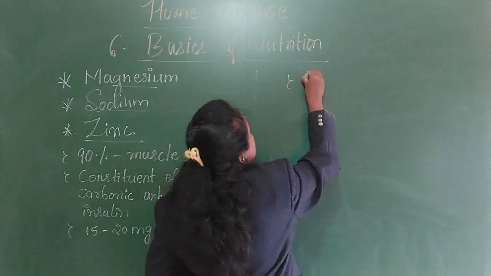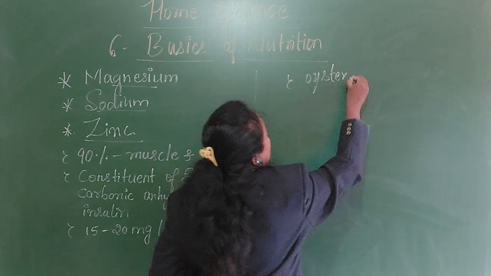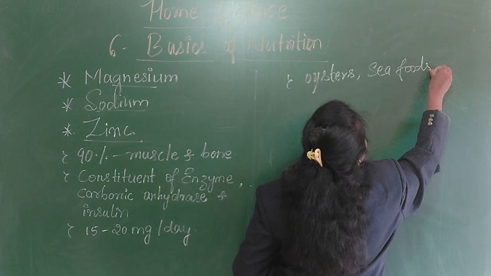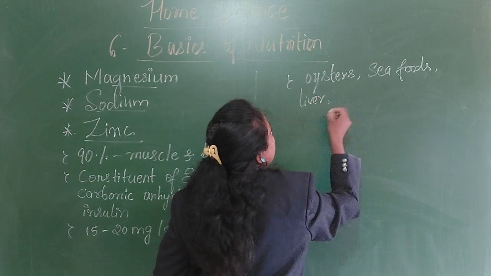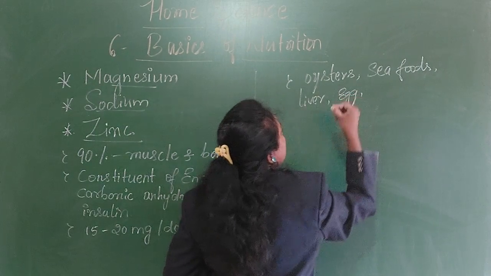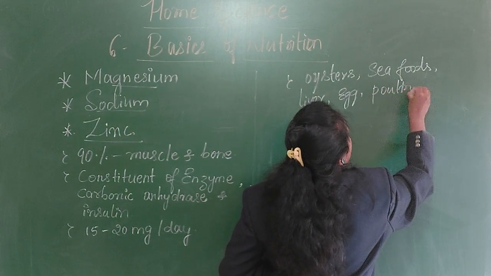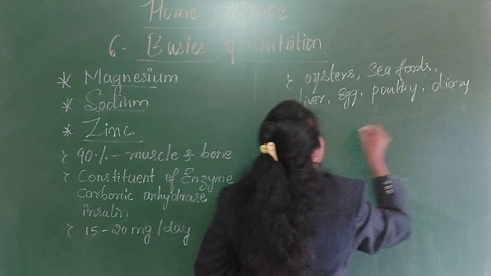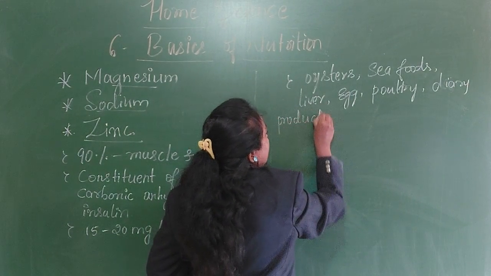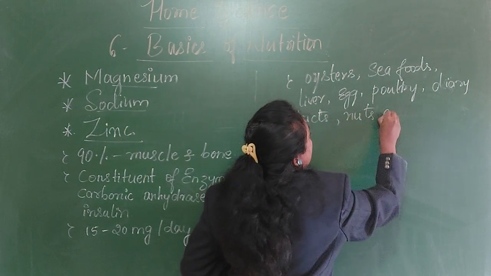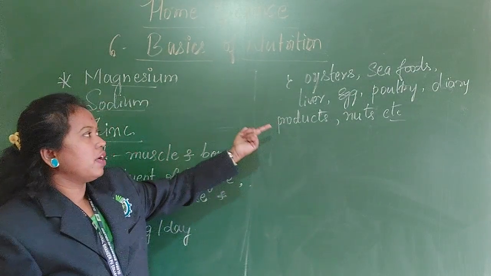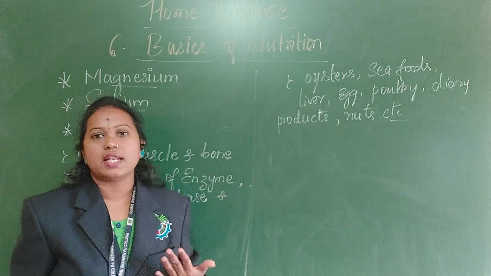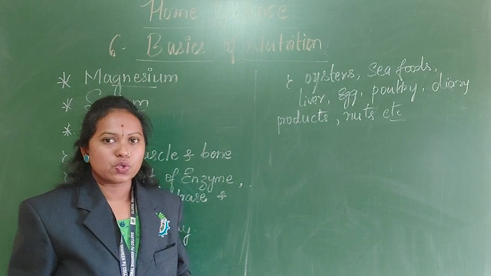Food sources are oysters, seafoods, liver, egg, wheat germ, yeast, meat, poultry, dairy products, and nuts. These are some of the food sources of zinc.